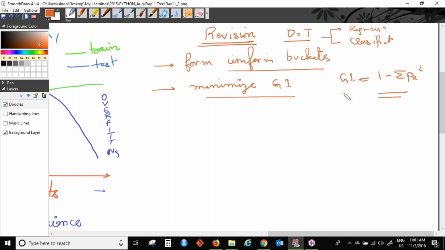And the decision tree automatically selects which independent variables to consider for splitting. Let's say if you have 10 independent variables, the decision tree will automatically find the best independent variables to be considered for split. And where it has to split with respect to any particular independent variable, the algorithm will find out to get the least value of Gini index.